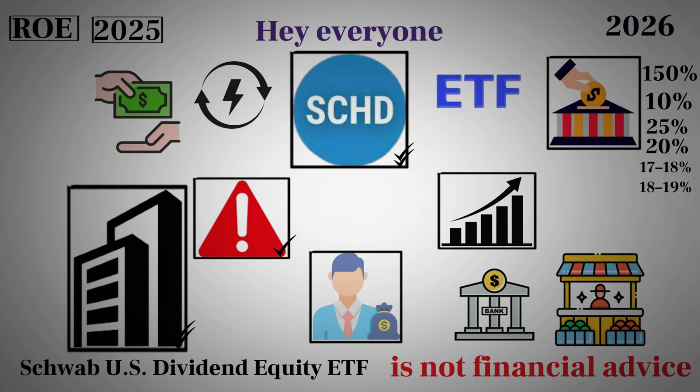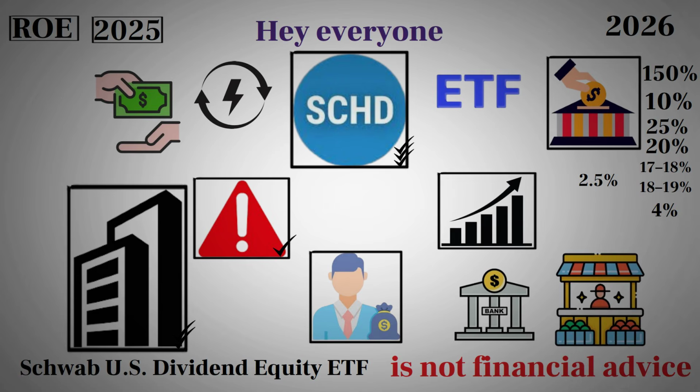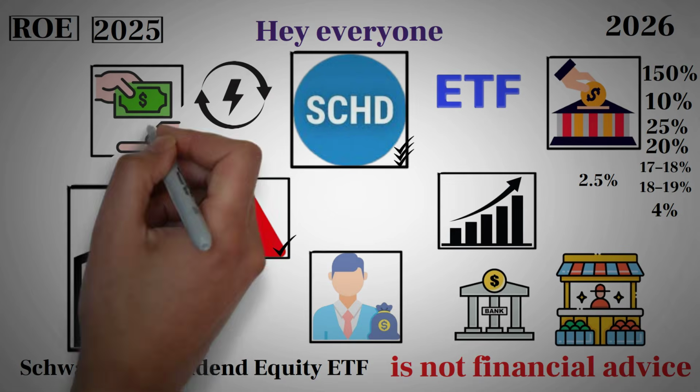Historically, short-term changes to dividend income are minor, often neutral or slightly positive. If SCHD swaps a low-yielding stock for one with a higher yield, your current income rises immediately. For example, replacing a 2.5% yielder with a 4% yielder gives your portfolio a small income boost.